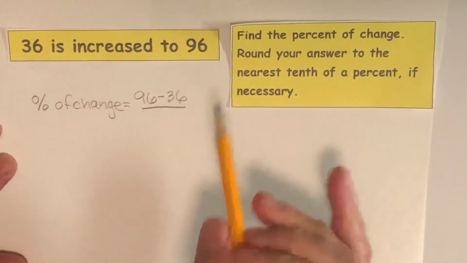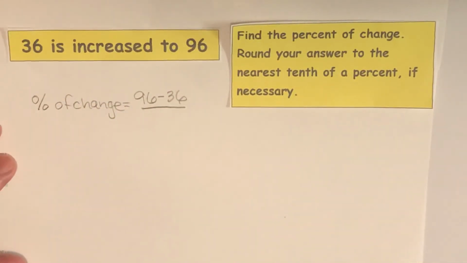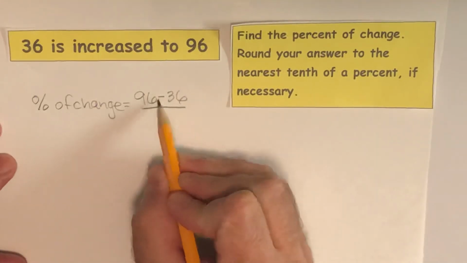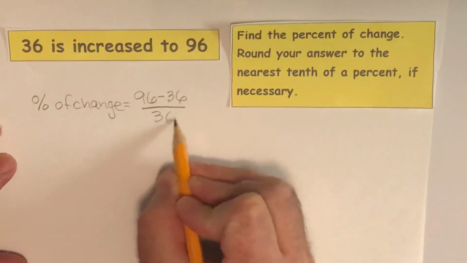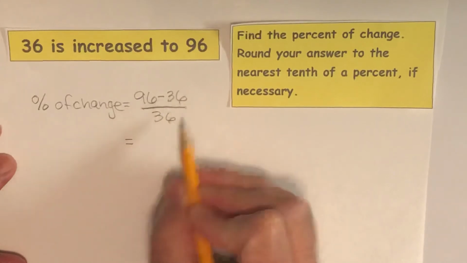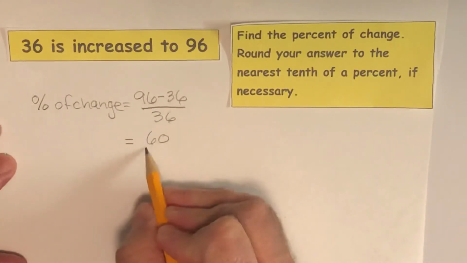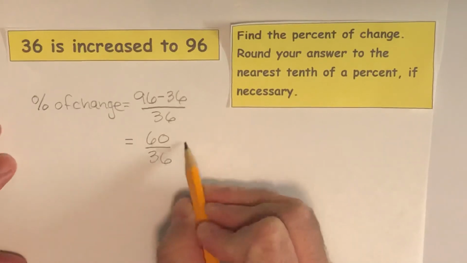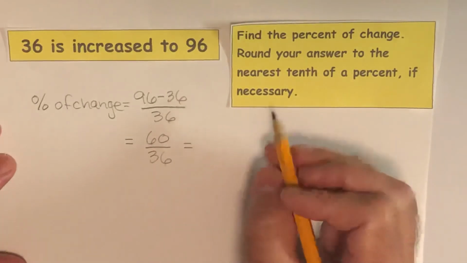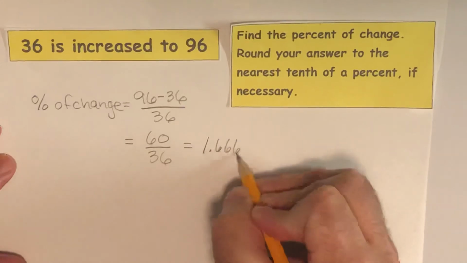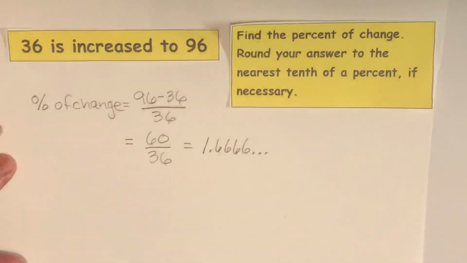I know this is increasing, so I know my percent of change should be positive, or in fact, we're just describing the percent of change as a positive amount in relation to increasing or decreasing. So 96 minus 36 over the original amount. In this case, the original amount was that 36. 96 minus 36 is 60. That's how much it's changed, and it's going to be divided by 36. Now, if I use my calculator once again and divide that, I find that 60 divided by 36 is 1.6666, and those 6's are going to go on forever.